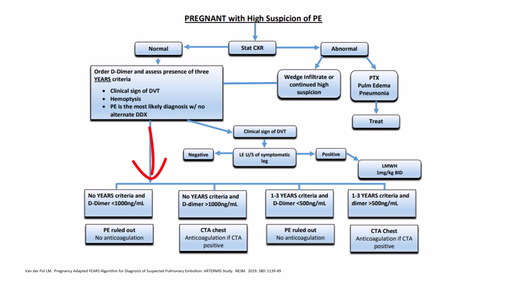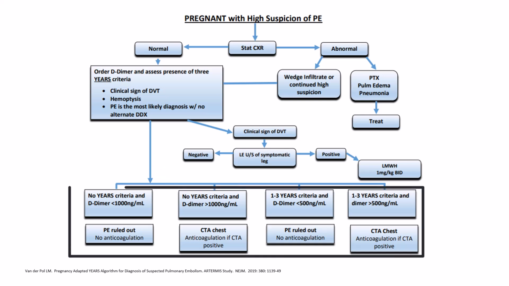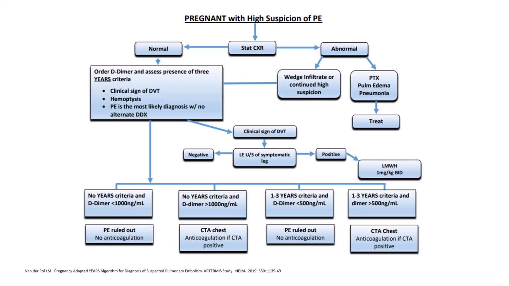Follow the arrow down and you can see our decision tree. If you have no YEARS criteria and your D-dimer level is less than 1,000, PE is ruled out. If you have no YEARS criteria and your D-dimer is greater than 1,000, you need to go for a CT chest. Following that, if you have 1 to 3 YEARS criteria and your D-dimer is less than 500, you do not have a PE. And lastly, if you have 1 to 3 YEARS criteria and your D-dimer is greater than 500, you need to go for a CT scan. Now for me, with dealing with a pregnant woman with a VTE, there are two scenarios.